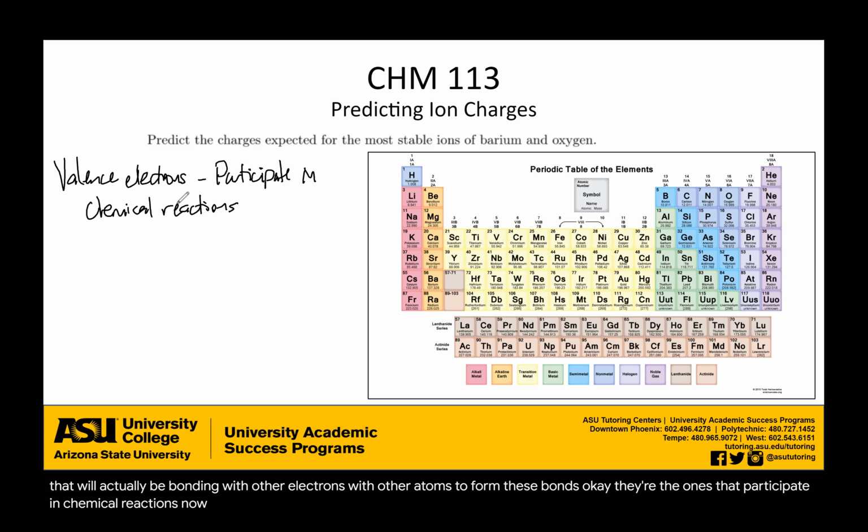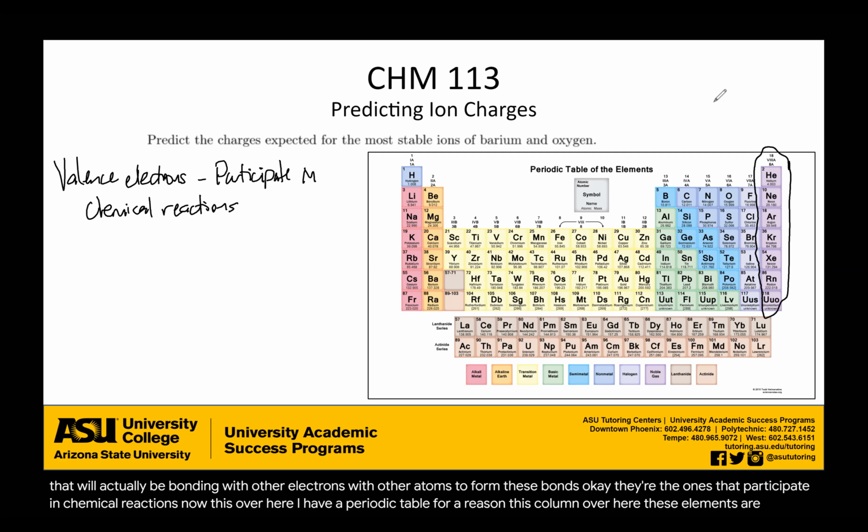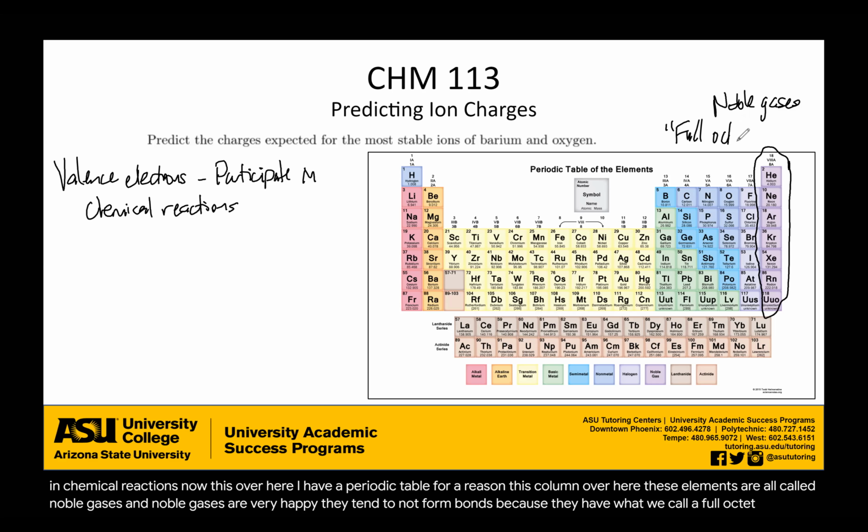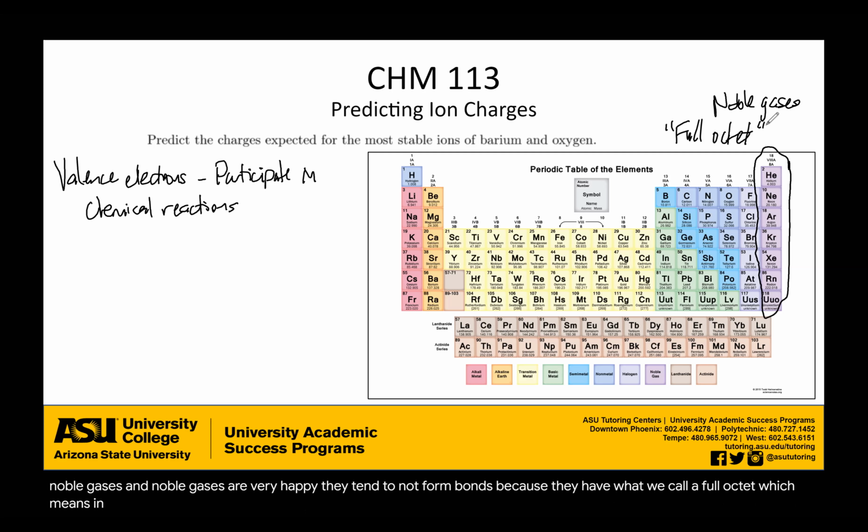Now, I have a periodic table for a reason. This column over here, these elements are all called noble gases, and noble gases are very happy. They tend to not form bonds because they have what we call a full octet, which means in their very outer shell, they have all 8 valence electrons. If you have 8 valence electrons, you're happy. No bonding is really going to be happening.